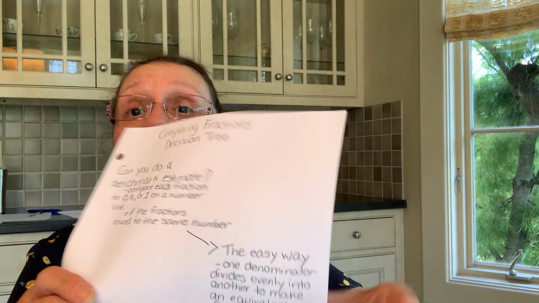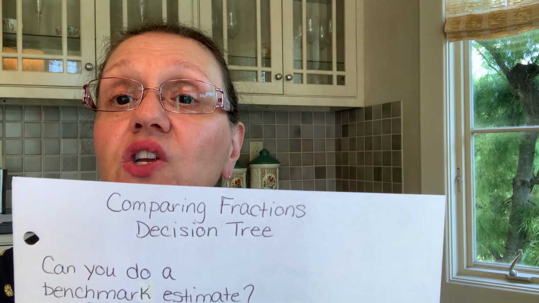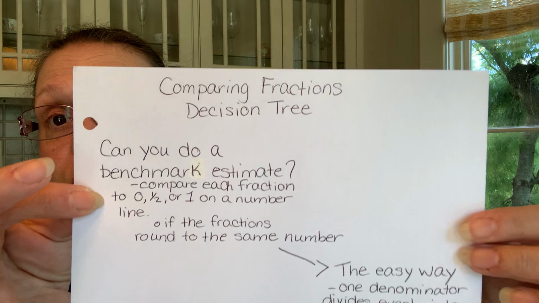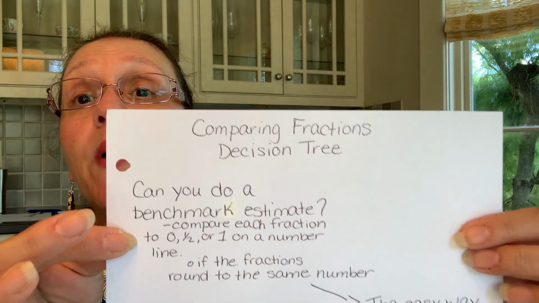Now, in your OneNote here, comparing fractions using a decision tree, I want to just remind you that one of the first things you can do is use your benchmarks to determine which ones are closer to 0, 1/2, and 1. Then you can go on to see if you're going to use the easy way, brute force, or the butterfly to actually make sure your estimate is correct.